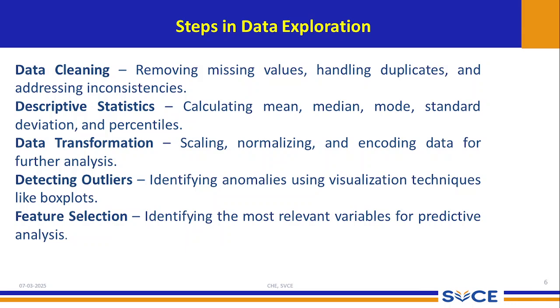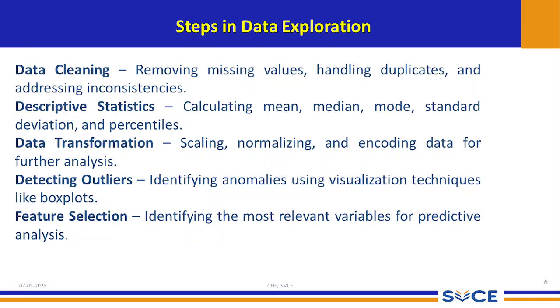Whereas in descriptive statistics, we calculate measures like mean and standard deviation. A very good example is understanding the pH variability in wastewater treatment. The next point is data transformation: scaling and normalizing the data. Example, converting pressure readings from different units into a uniform scale.